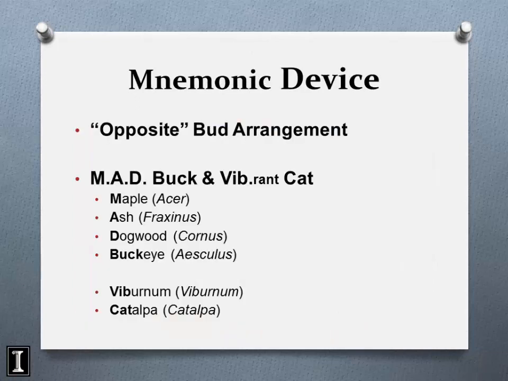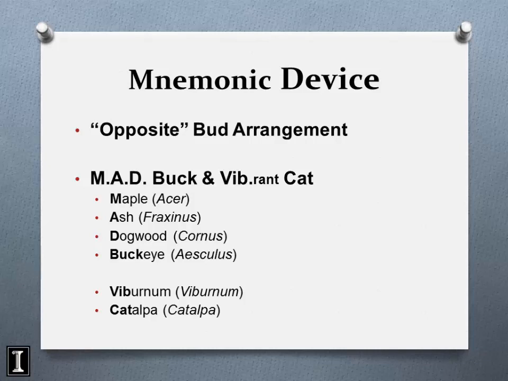So what we do is we come up with these aids, mnemonic devices. This is one that I learned in school. Now, I'm going to take credit for this. A vibrant cat, that's what I've added to it. So that's mine. It's copyrighted. Okay? So: mad buck and vibrant cat. That will help you identify those species of trees that have opposite leaf and bud arrangement.